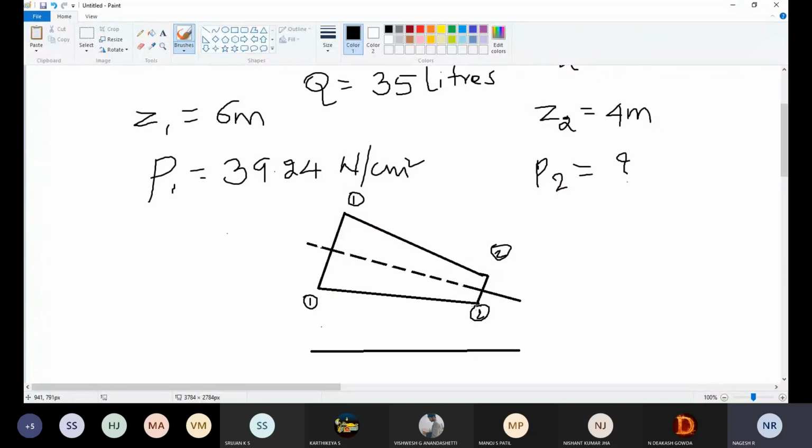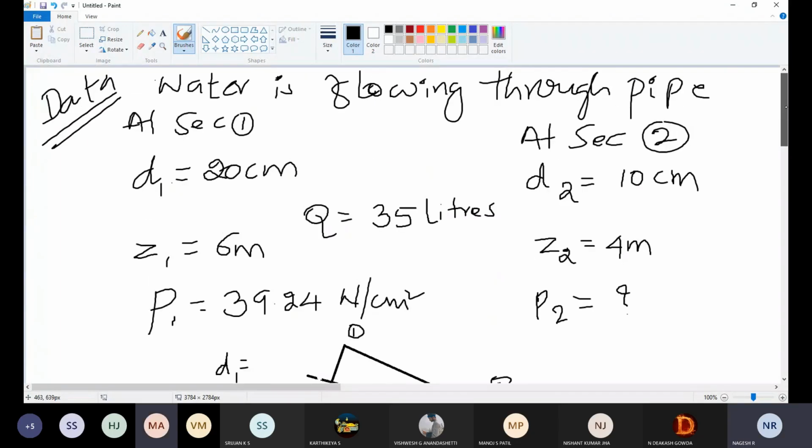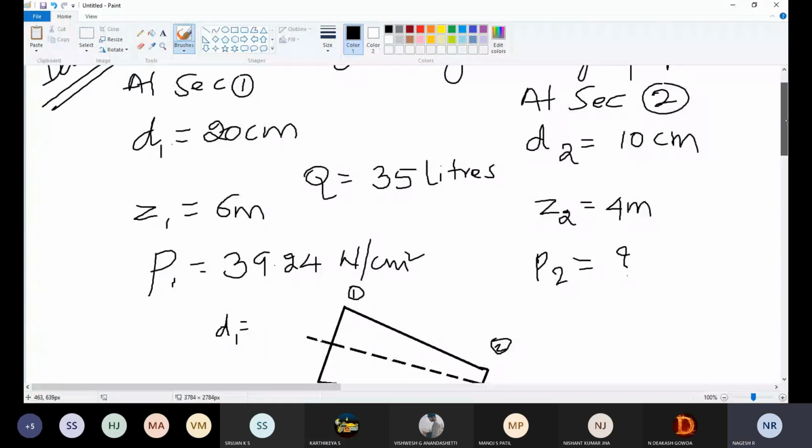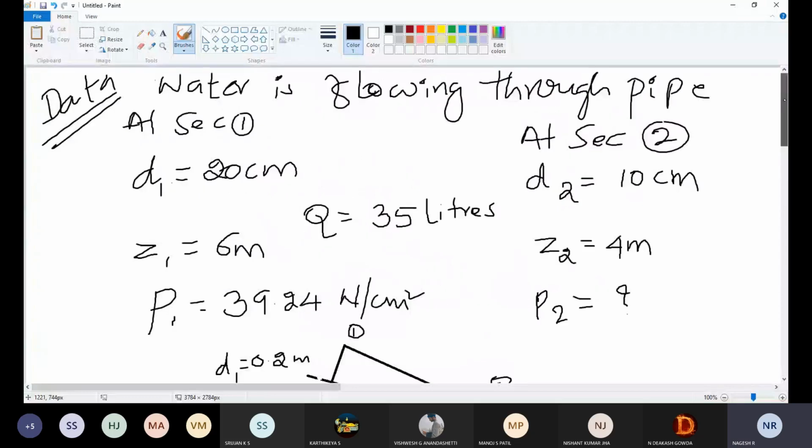What is the value of D1? You tell, in terms of meter only. 20 centimeter. In terms of meter? 0.2 meter. Okay, the same D2, 0.1 meter. Then what is given next? Then he has given D1 and he has given P1.